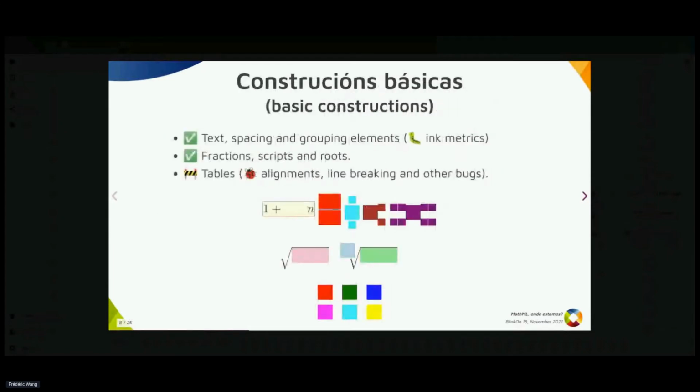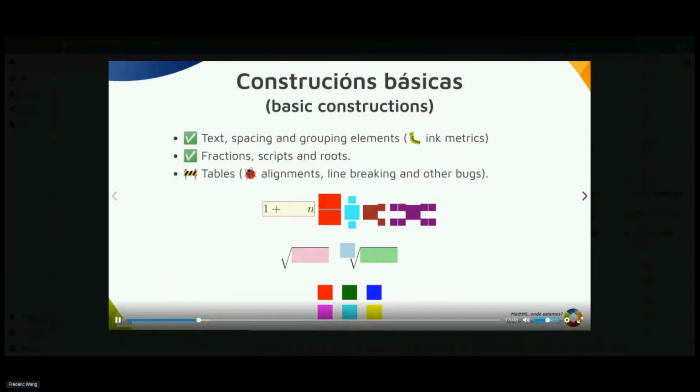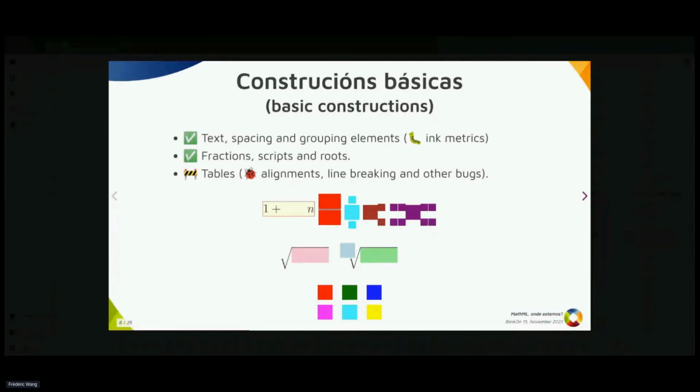First, we've already implemented all the basic constructions, like text, fractions, scripts, roots, and so on. Perhaps the most serious bug right now is that we're actually not using the math metrics for text, which means that you can see excessive gaps above and below text. Also, we've implemented table support, relying on the table-ng implementation, but there are still a few bugs in alignments, line breaking, and so on that we'd like to fix.